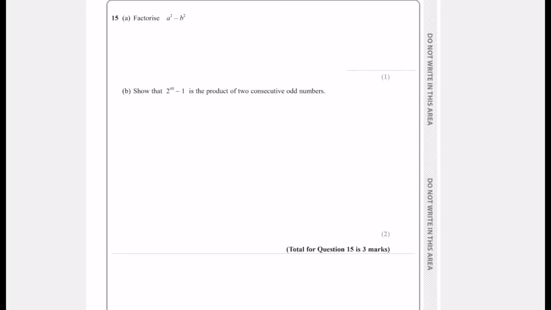Question 15, factorize. So we are using the difference of 2 squares here. So we've got 2 things squared with a minus between them, a bit like x squared minus 25. So this one is a plus b times a minus b.